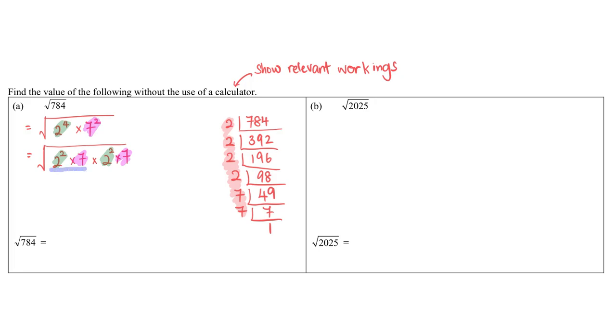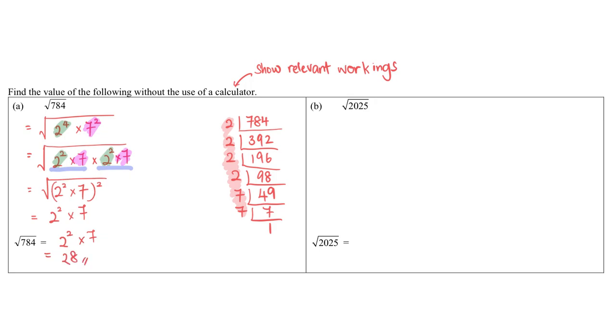And I saw that this and this are exactly the same. So you will actually see this. And therefore, all I have to do will be this. So the square root of 784 is simply 2 squared times 7, which will be 4 times 7, 28.